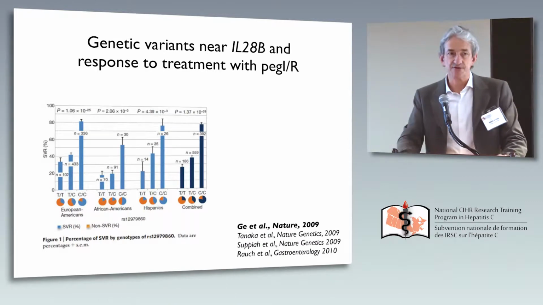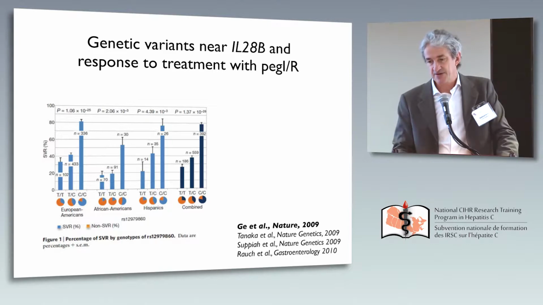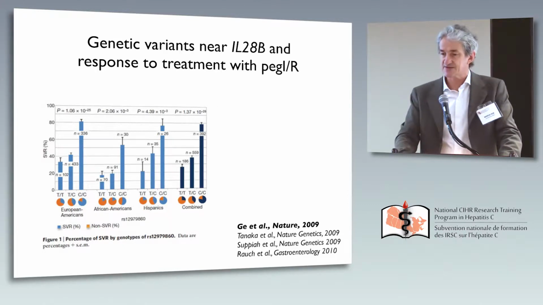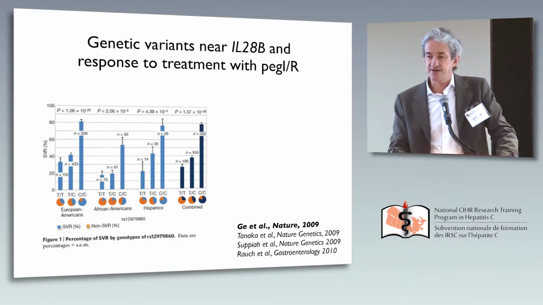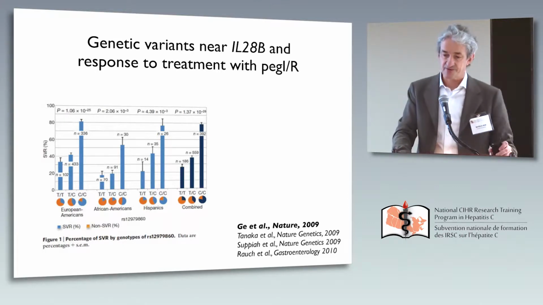And of course, we all know this seminal work 3-4 years ago from 4 different groups found independently. Genome-wide association studies identified these genetic variants in the interferon lambda 3 locus to be highly significantly associated with response to treatment with pegylated interferon and ribavirin.